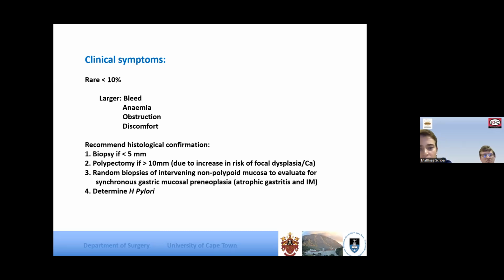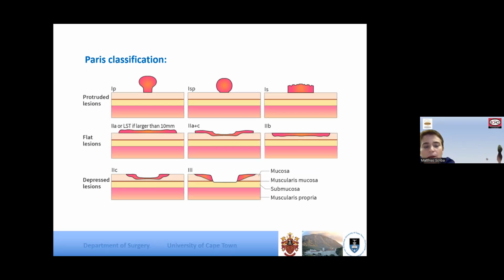As a broad starting point, you should confirm histologically what you're dealing with. Biopsy anything that's smaller than 5 millimeters. There's consensus as regards the size of 10 millimeters and over: those you do need to perform a formal polypectomy on. Very important, don't forget to randomly biopsy the supposedly normal gastric mucosa in between the polyps for pre-neoplasia. And of course, don't forget the ever-present culprit, H. pylori, in the background.